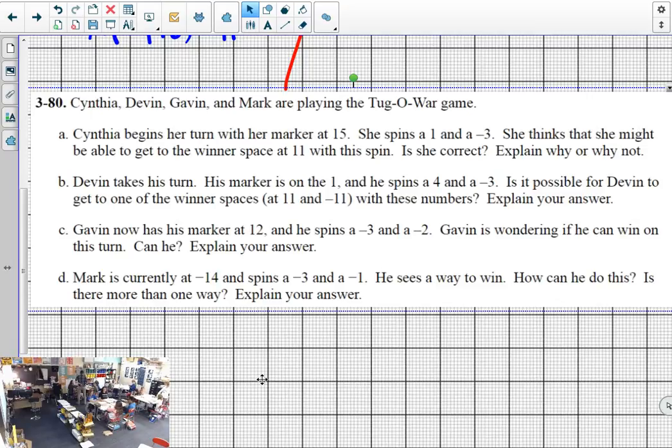So if you had 3 negatives, you can take away 2 negatives. Yes, you can, without any zero pairs.